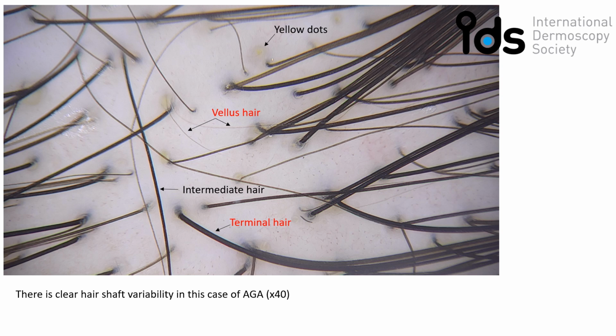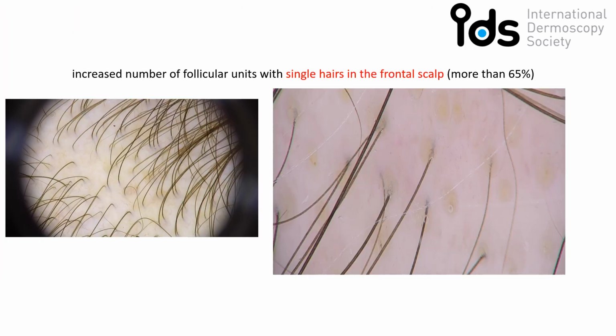We have yellow dots. We can have that in androgenetic alopecia as well. It's not a specific feature for alopecia areata. We have vellus hairs, which correspond to these thinner hair shafts, some intermediate hairs, meaning that the diameter is between vellus and terminal hair, and we also have single terminal hairs. So this is the main feature, hair shaft variability. There is an increased number of follicular units with single hairs in the frontal scalp in androgenetic alopecia.